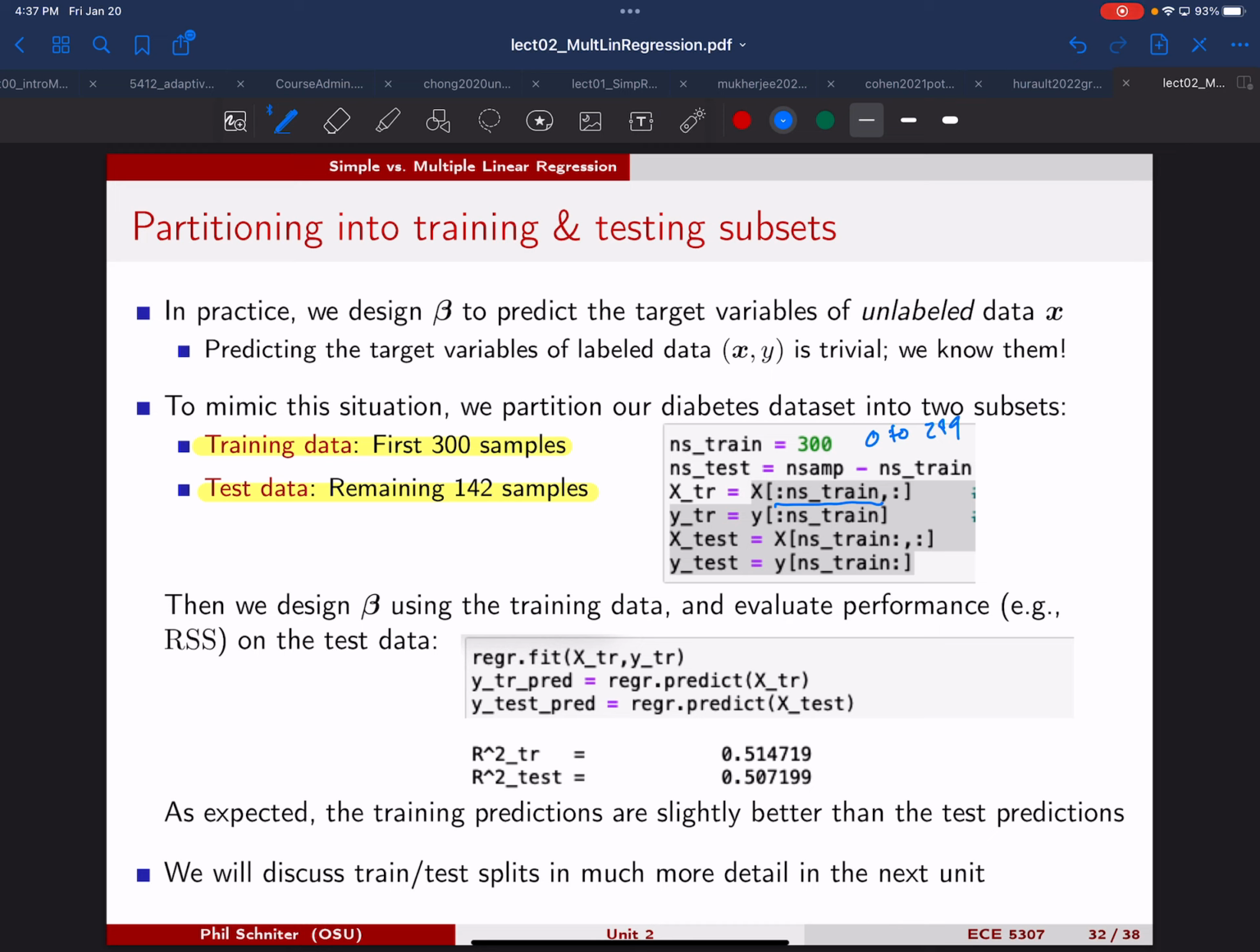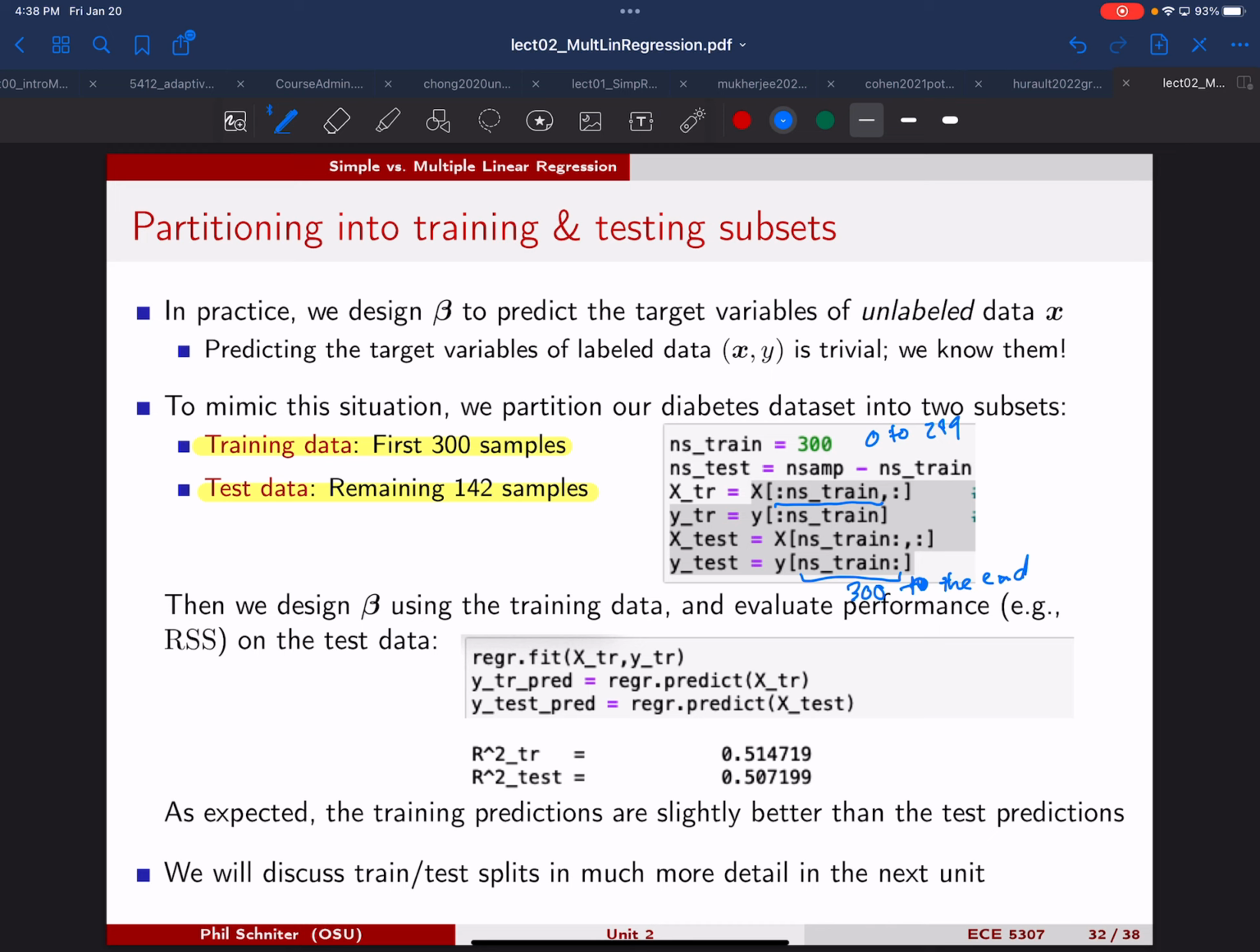And then this is going to be 300 to the end, which happens to be 442, or I guess 441 in NumPy indexing, because NumPy starts at 0. So when there's 442 samples, 441 is the index of the last sample.